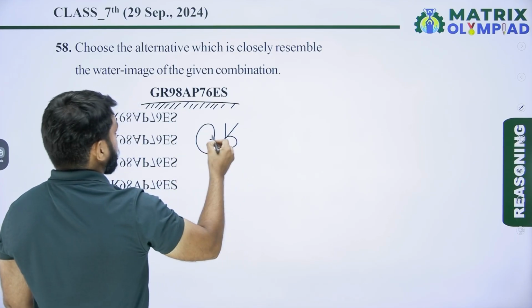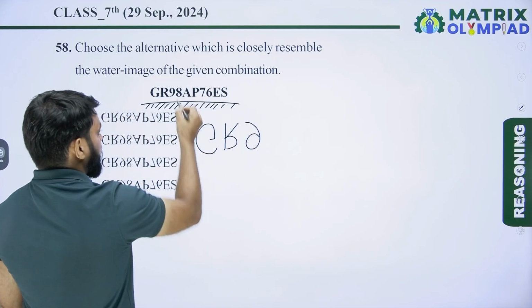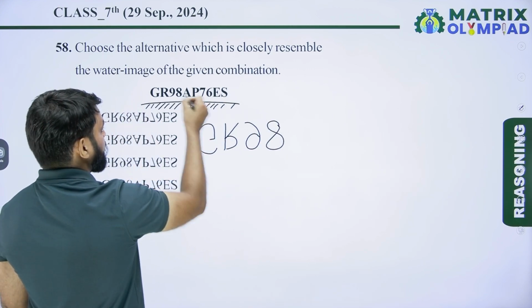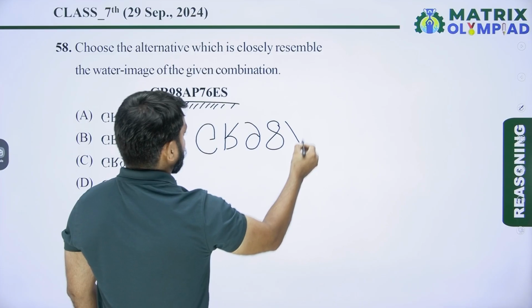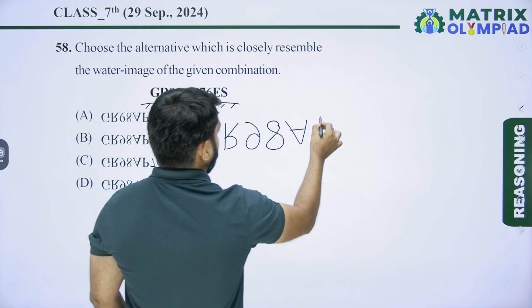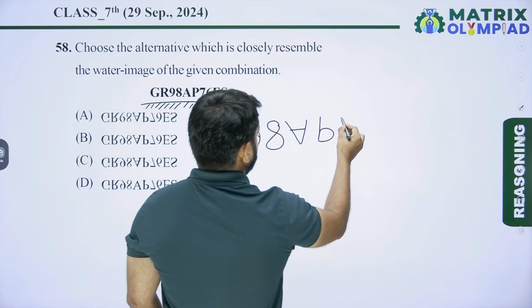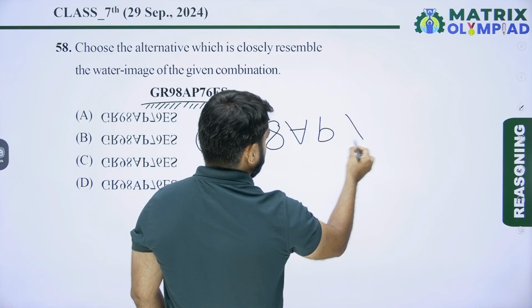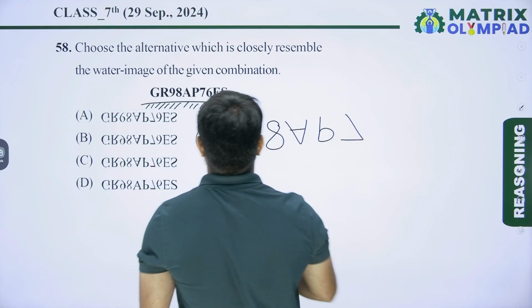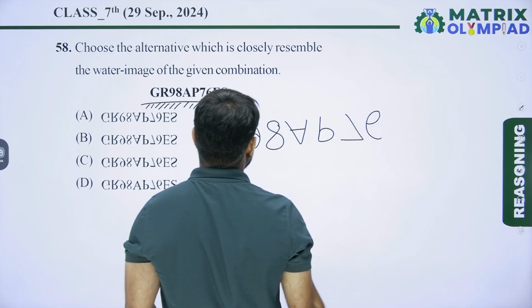And now find the water image of 9. So this is the water image of 9. Now the water image of 8. So this is the water image of 8. Now find the water image of A. This is the water image of A. Now the water image of P. This is the water image of P. Now next, find the water image of 7. So this is the water image of 7. Now find the water image of 6. So this is the water image of 6.